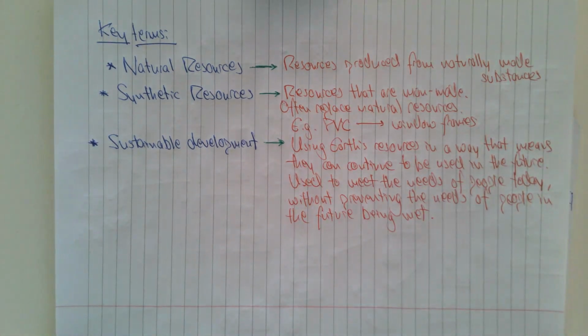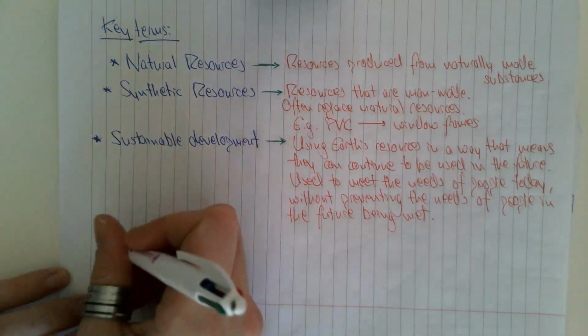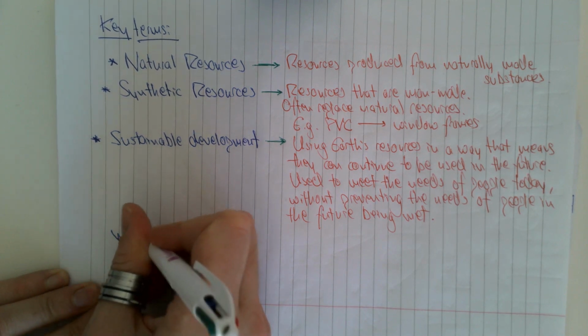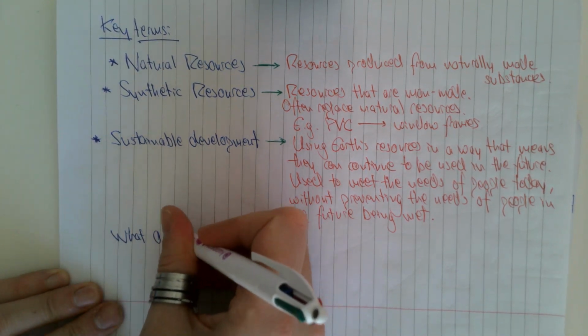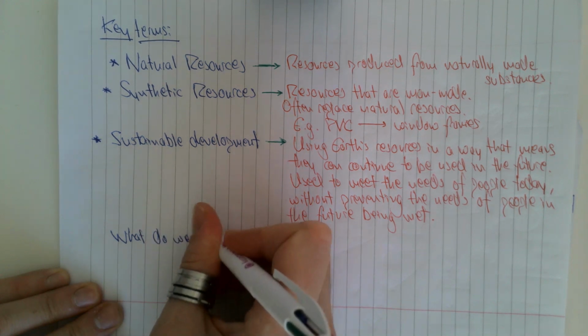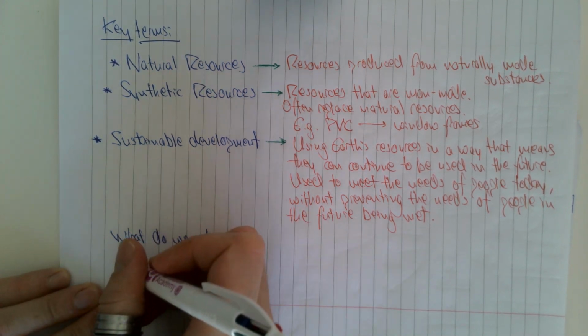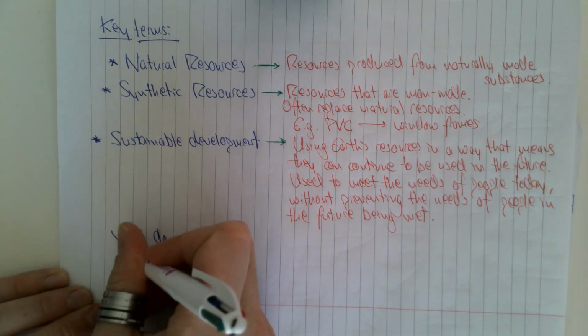Good. Now, the last thing that I want us to think about is, obviously we've had examples of resources, finite, renewable, and also how they might be different in terms of being naturally produced or man-made and synthetically produced. The last thing I want us to go over is I want us to ask the question, what do we rely on natural resources for?